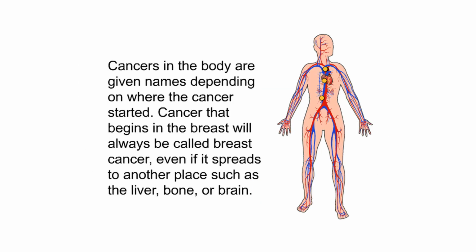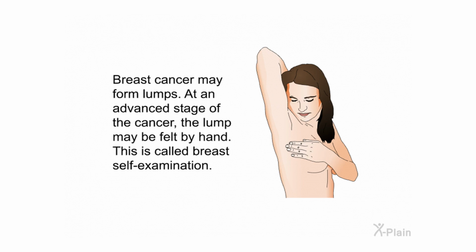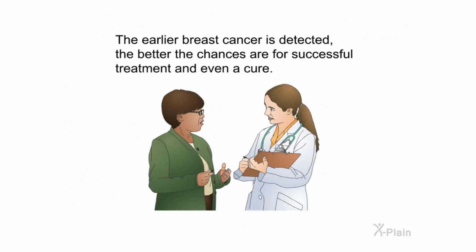Cancers in the body are given names depending on where the cancer started. Cancer that begins in the breast will always be called breast cancer, even if it spreads to another place, such as the liver, bone, or brain. Breast cancer may form lumps. At an advanced stage of the cancer, the lump may be felt by hand. This is called breast self-examination. The earlier breast cancer is detected, the better the chances are for successful treatment and even a cure.